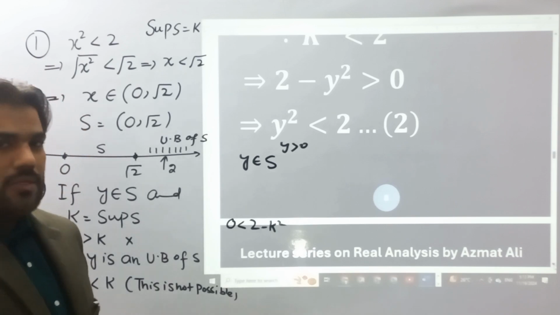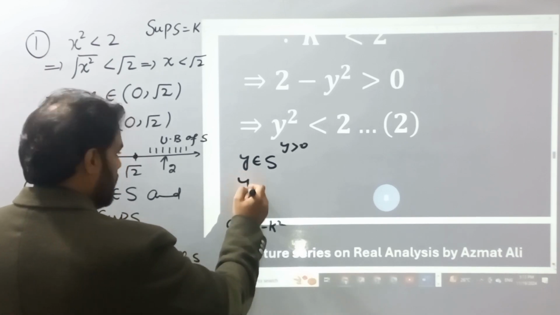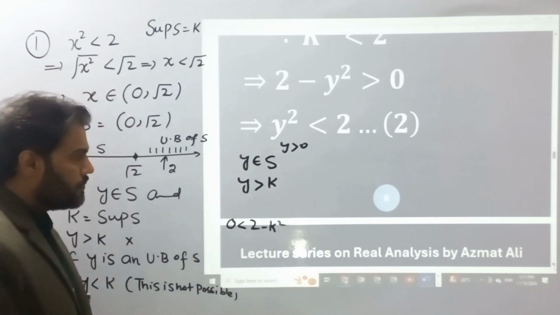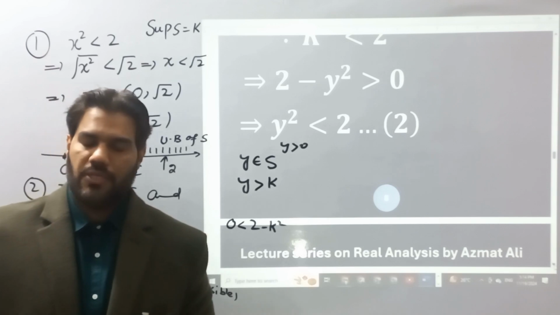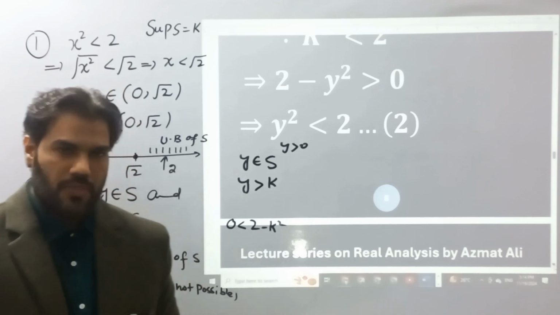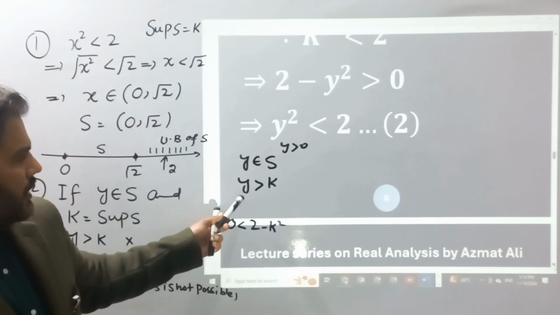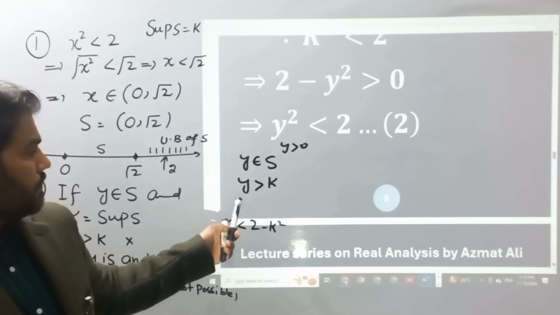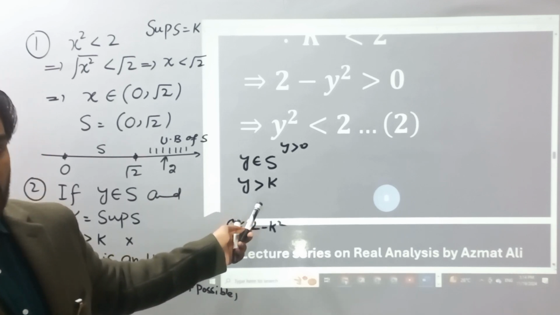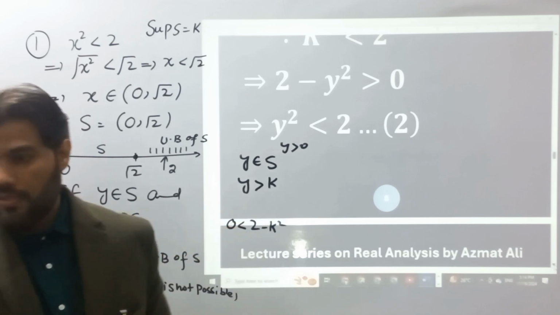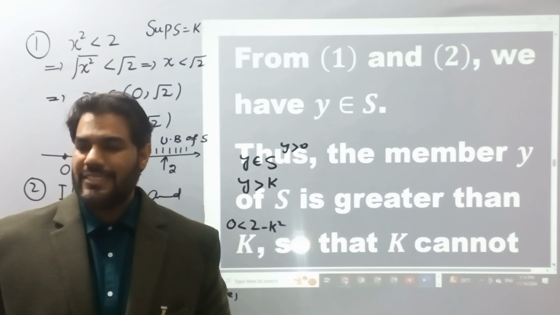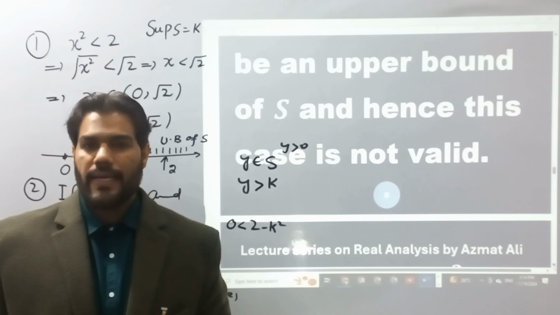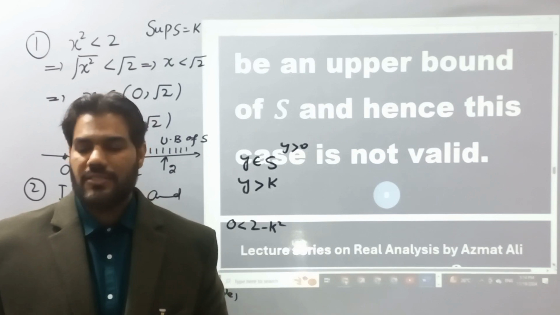And from inequality number 1, y is greater than k. So this leads to a contradiction of our assumption that k is the supremum of the set S, because here y, which is an element of set S, is greater than the supremum k. This is not possible. From 1 and 2, we have y belongs to S, and this member y of S is greater than k, so k cannot be an upper bound of S, and hence this case is not valid.